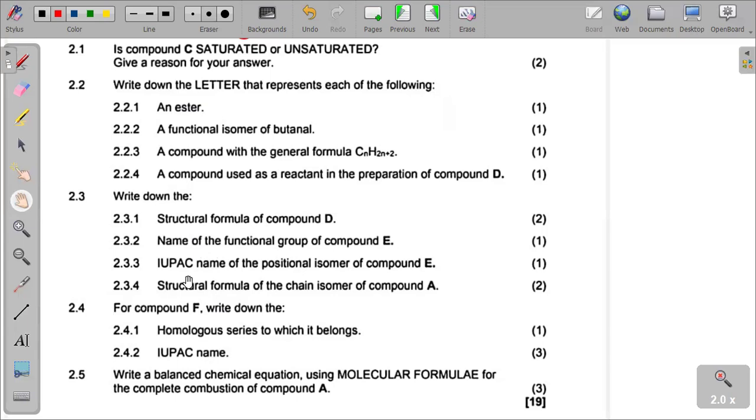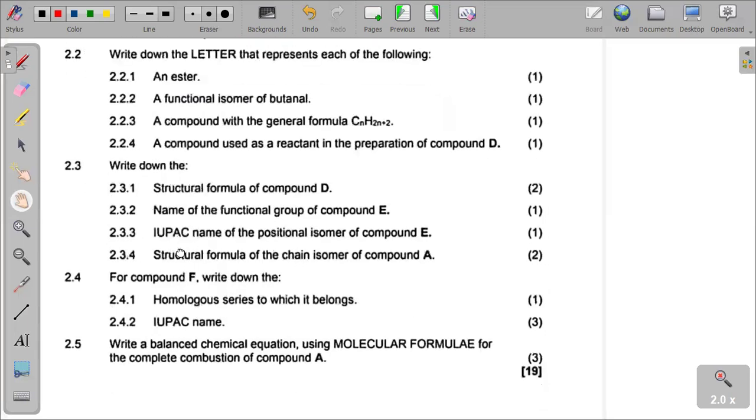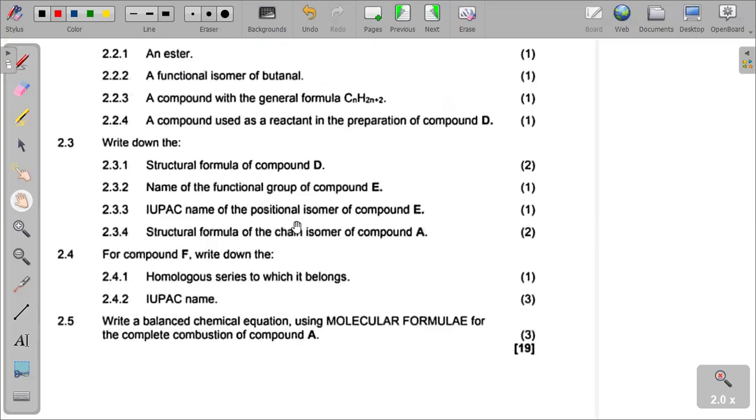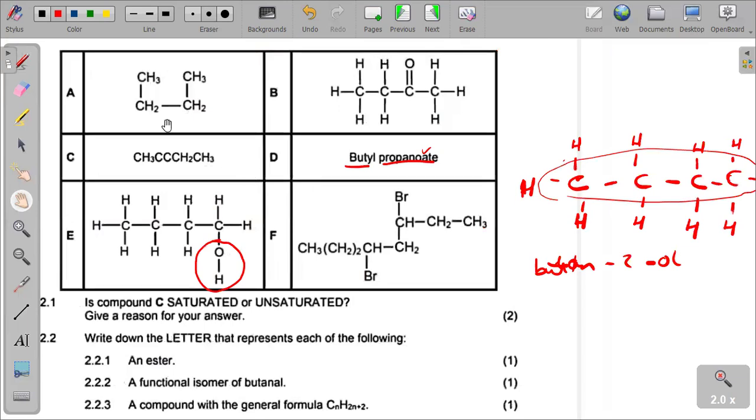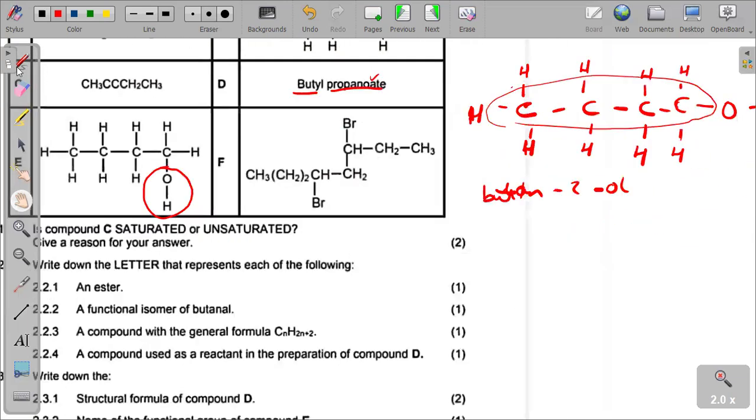We brought it out, and then the IUPAC name is the one we just brought out. Next: the structural formula of the chain isomer of compound A. In passing, compound A is butane. So what is its chain isomer?